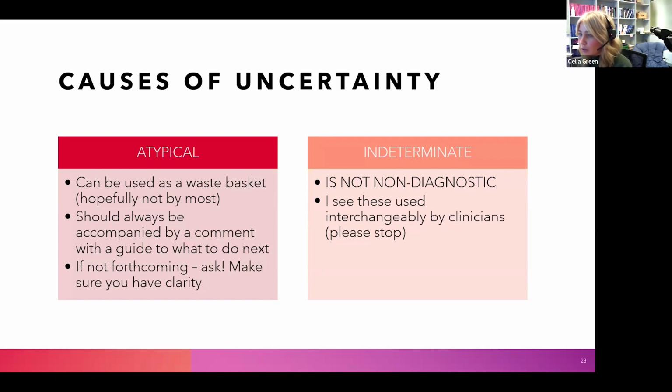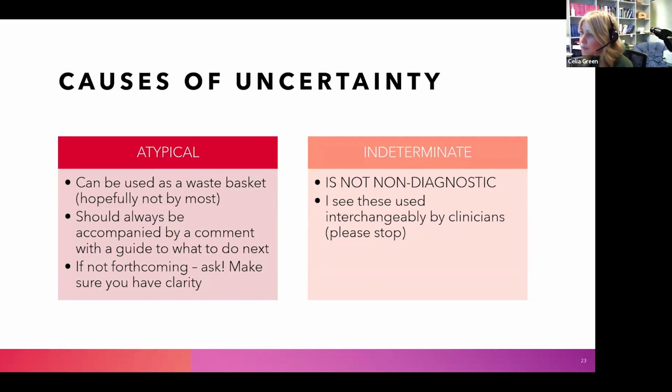But it should always be accompanied by a comment with a guide what to do next. These are atypical cells, we need more material. These are atypical cells, please refer them to this sort of specialist. There should always be some sort of guidance. And if it's not forthcoming, ask. Make sure you have clarity from your pathologist and say, what is holding you back? What can I do next to make us get there?